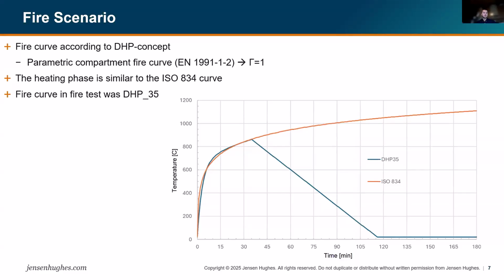For the fire scenario, the fire curve used was, according to the DHP concept, the DHP 35 fire curve, which has a heating phase of 35 minutes, followed by a cooling phase constructed with the parametric compartment fire curve, where the gamma factor is set to 1. In the figure, you can see that the heating phase is very similar to the standard fire curve, and then followed by the cooling phase.